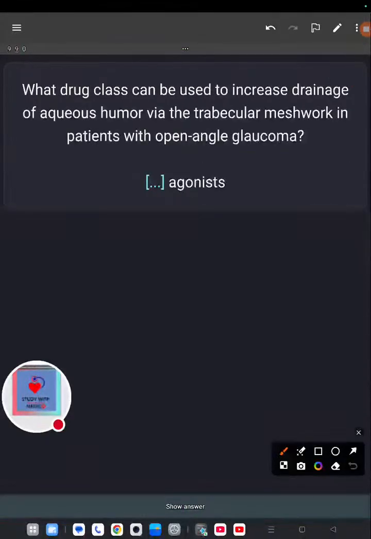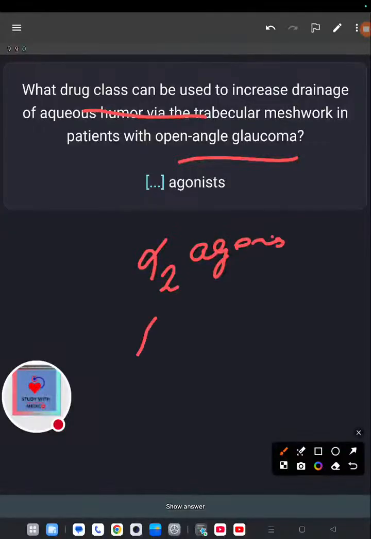What drug can be used to increase drainage of aqueous humor via the trabecular meshwork in patients with open angle glaucoma? For reducing aqueous humor there are three drugs: alpha 2 agonist, beta blocker, and carbonic anhydrase inhibitor, acetazolamide.